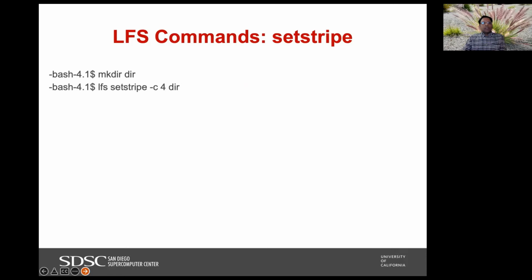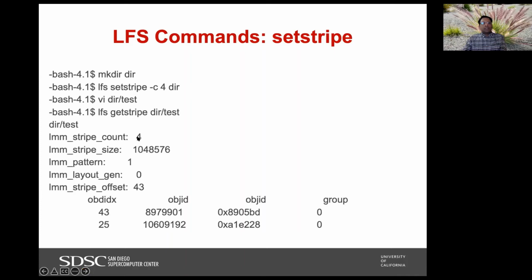So here we walk through an example of making a directory, setting the stripe on the directory, then creating a file, and then doing a getstripe on that. And you can see that the stripe count was inherited, so it got split. Now, if you have a few kilobyte sized file and you do a stripe count of 4, it's not going to be useful because you're basically wasting the other locations. For a small file like that, you just need a stripe count of 1.